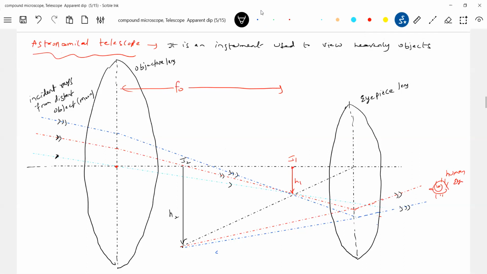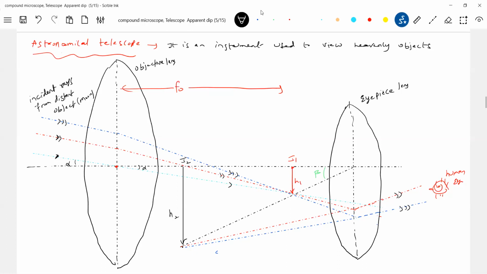So what is the image? The image will be virtual. These are the rays coming from a far away object here. Now, what are alpha and beta? They are defined in the same direction. So what is the magnifying power for a telescope? First of all, we should define what the magnifying power is, no?